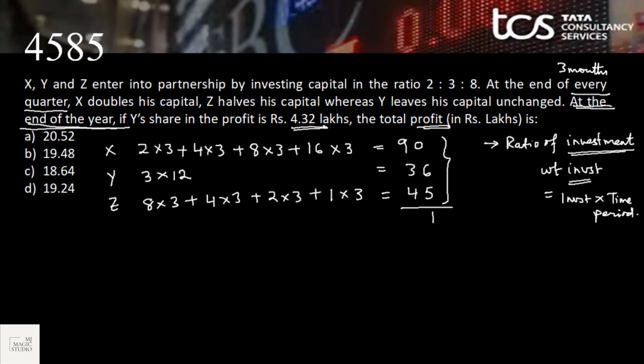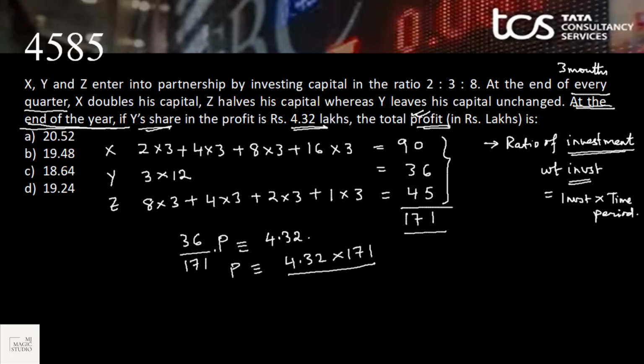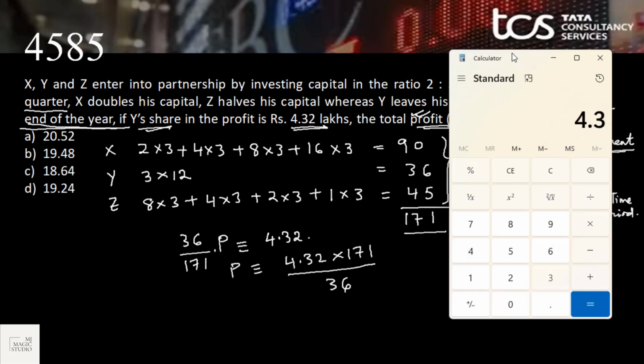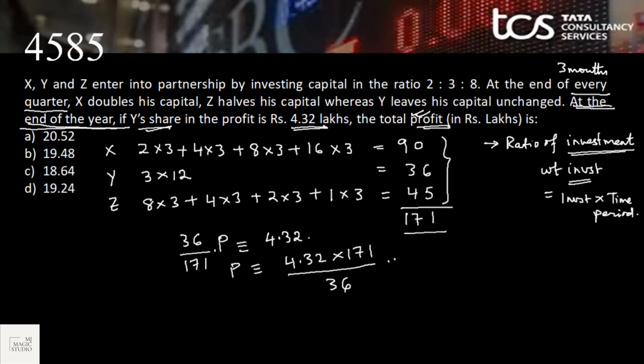Since we have an on-screen calculator, we can go directly with this. The total is 171. Y's share should be 36 by 171 part, which is equivalent to 4.32. So 36 by 171 is equivalent to 4.32 of the full part of the total profit. Now they are asking what the total profit is. Total profit is 4.32 into 171 by 36. Let's have our on-screen calculator with us. 4.32 into 171 divided by 36 will give 20.52. So the total profit of this partnership is 20.52 lakhs, and that is in option A.